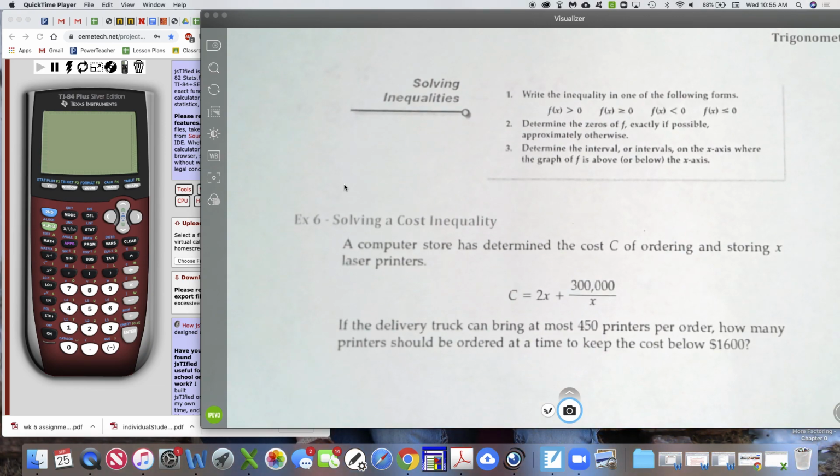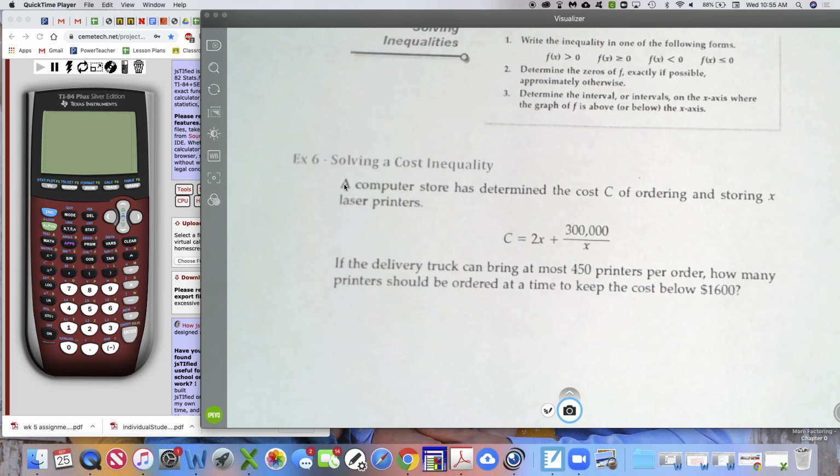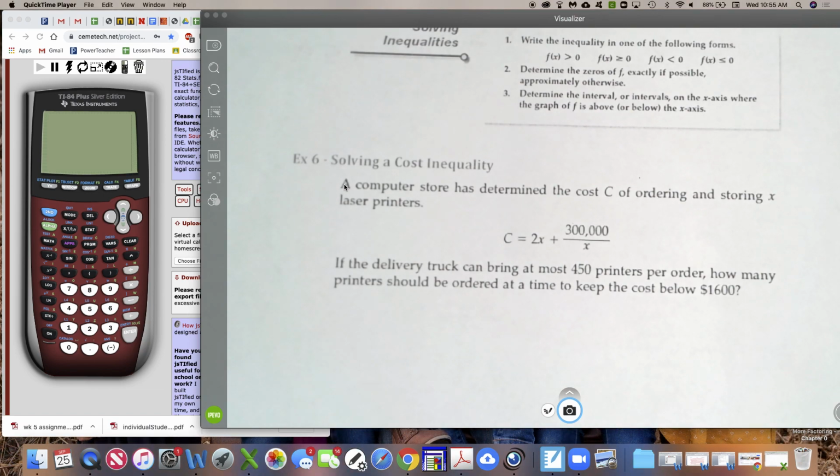So, solving a cost inequality. All this is doing what we were doing before, but now they're putting a story problem to it, okay? A computer store has determined that the cost of ordering and storing the printers is this amount. Our delivery truck can bring at most 450 printers per order, because the truck can't haul any more than that. Keep that 450 in the back of your mind, we're going to get to that later.